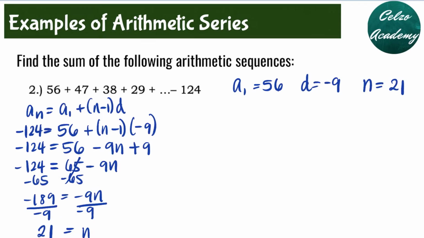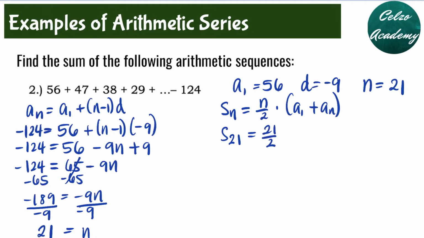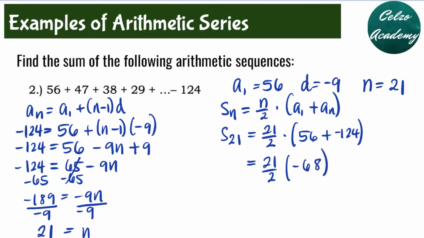So now we're ready to solve for the sum using the formula S sub n is equal to n over 2 times a sub 1 plus a sub n. n is 21, so that means we're solving for the sum of 21 terms, that's S sub 21, equals 21 over 2 times our a sub 1, which is 56, and our last term, which is negative 124. Simplifying 56 plus negative 124, that is negative 68.